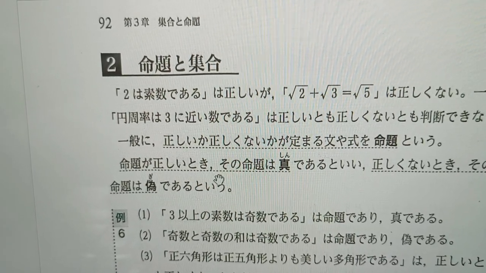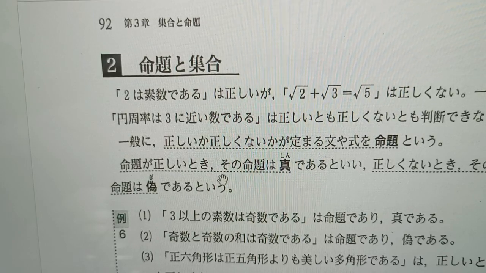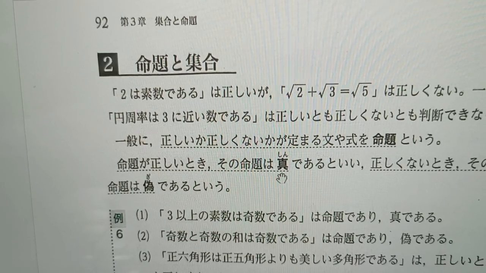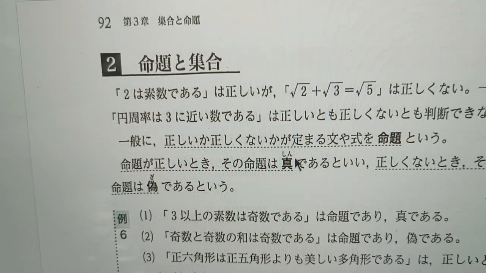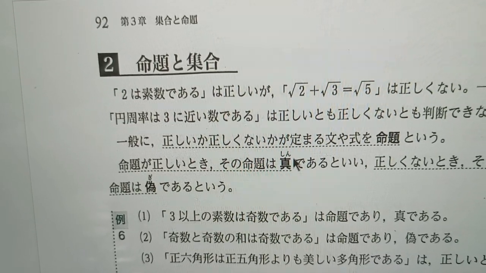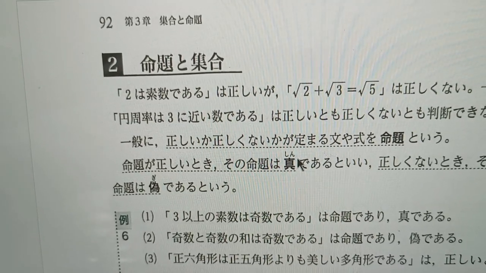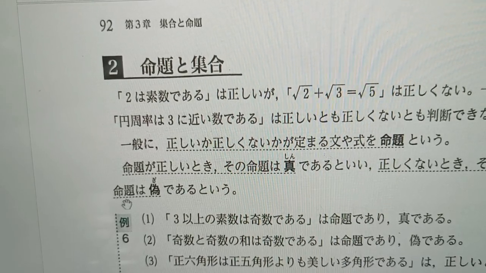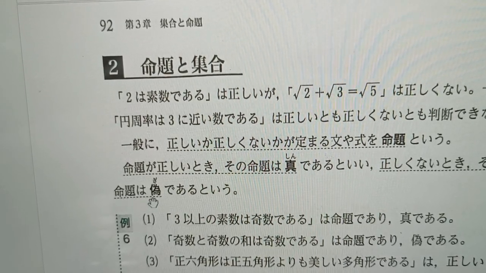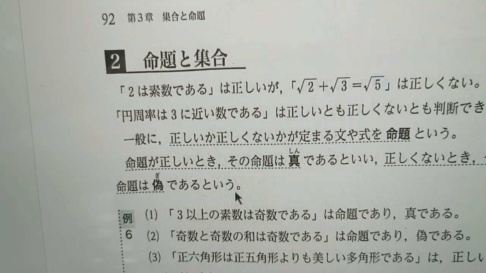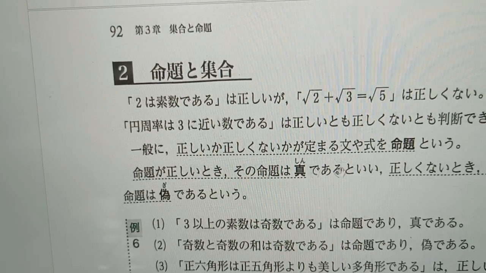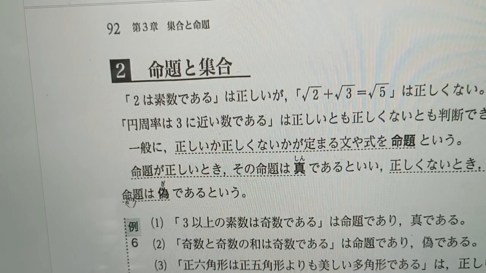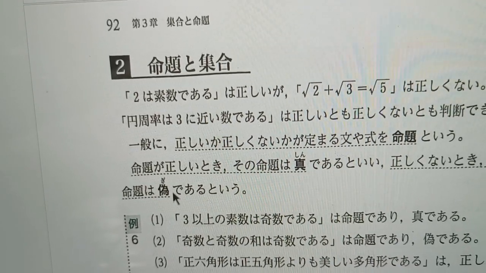When the proposition is correct, so no meidai wa shin de aru to iu, we call it shin in Japanese. Tadashi kunai toki, so no meidai wa gi de aru to iu. When it is not correct, okay, that proposition is called gi in Japanese.